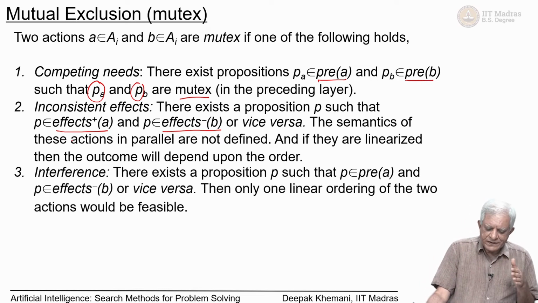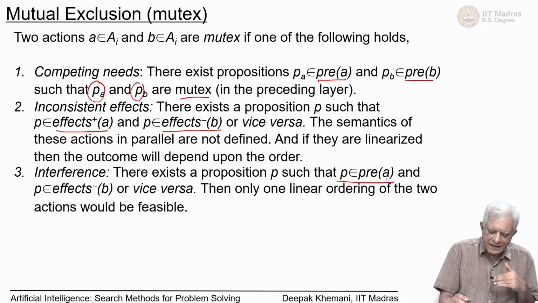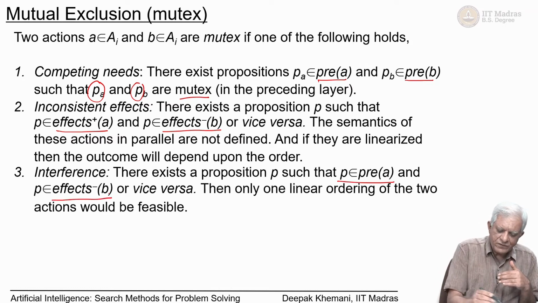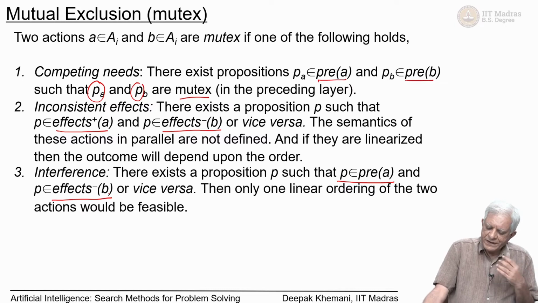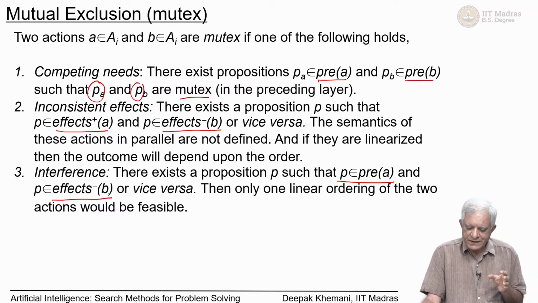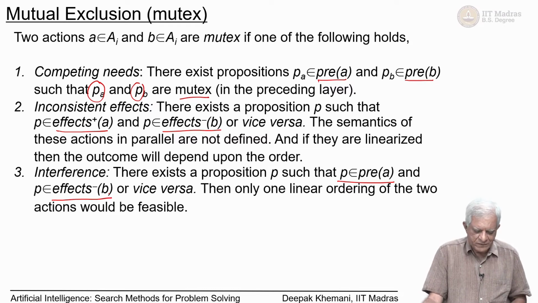Then we talk about interference. There exists a proposition P such that it is a precondition of A and it is a negative effect of B. If P is a precondition of A and P is deleted by B, which means it is a negative effect of B, then what is the meaning of saying that these two actions happen in parallel? There is only one linear ordering of the two which would be feasible, which would be that A should happen before B, if you are going to convert them. But we say that these actions cannot happen in parallel.